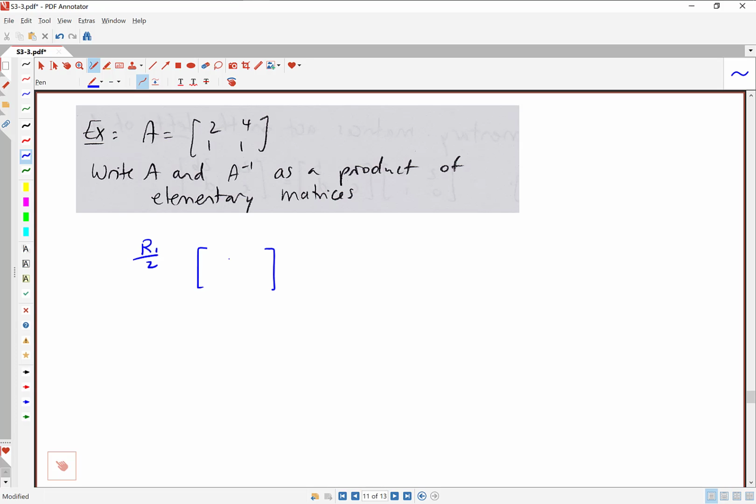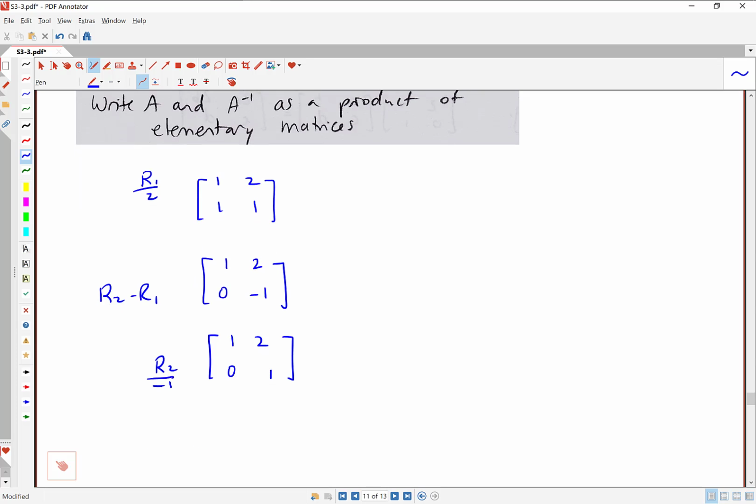So let's go through a sequence of row operations just to turn A into the identity matrix. Could think row 1 over 2. And then we could do row 2 minus row 1 just to clean up that first column. Then we could take row 2 and divide it by -1 just to change the sign. And then we could do row 1 minus 2 row 2 just to clean up that second column. And then we've got our identity matrix. Okay, now for each row operation, we need to write down the elementary matrix that encodes that row operation, and we need to write down the elementary matrix that encodes the inverse of that row operation.